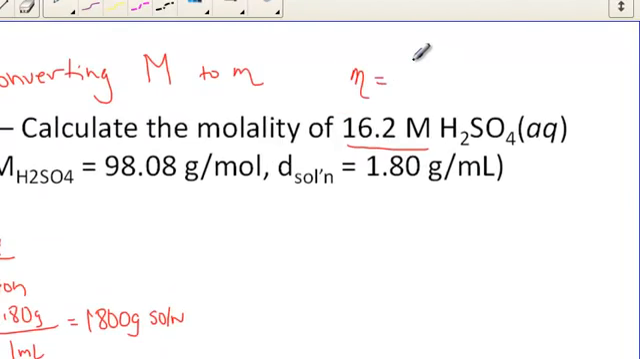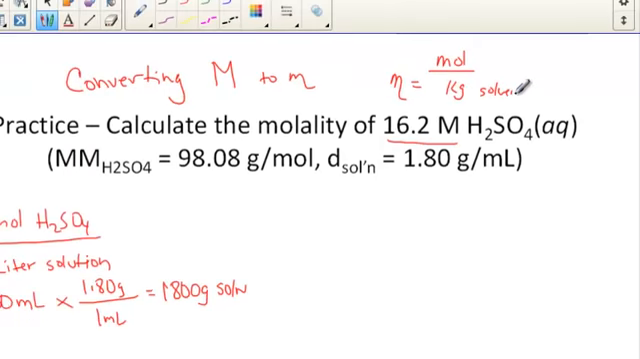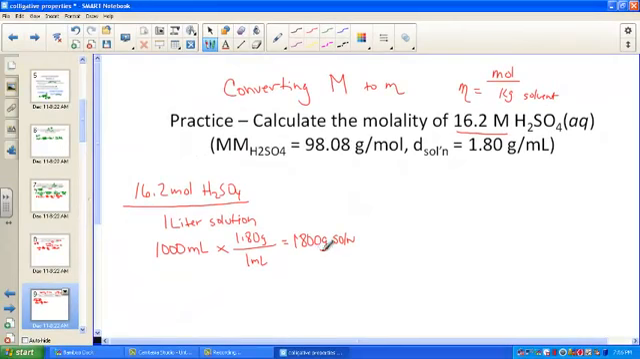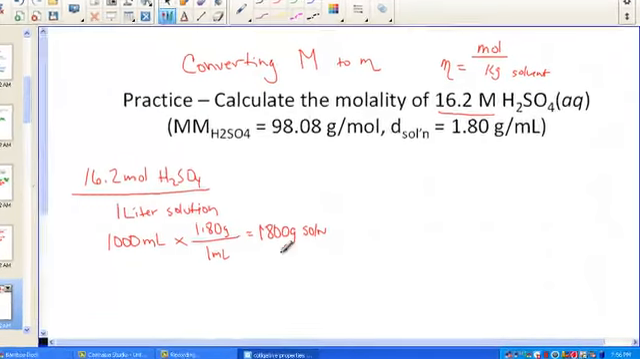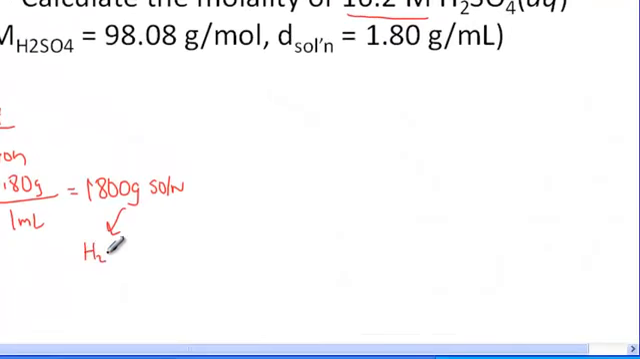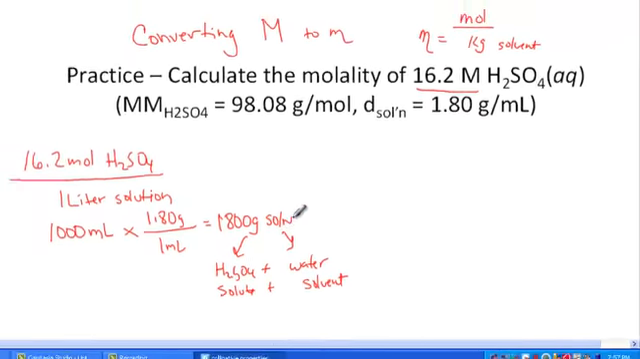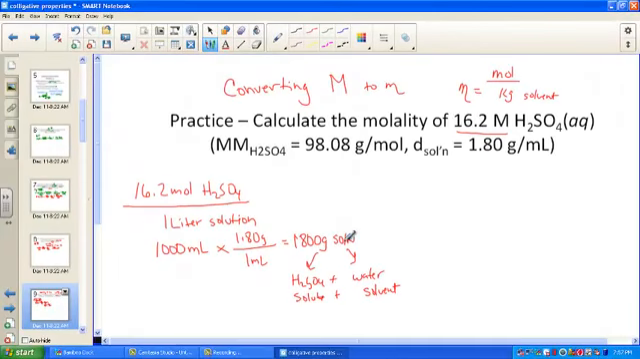We've got a little more work to do. Consider we've got moles of solute, which we have, 16.2 moles. That's set on the top. But what I need is just the kilogram of solvent. This mass, 1,800, is of 2 parts. It's of the acid and the water. The solute and the solvent create the whole 1,800 mass of solution.